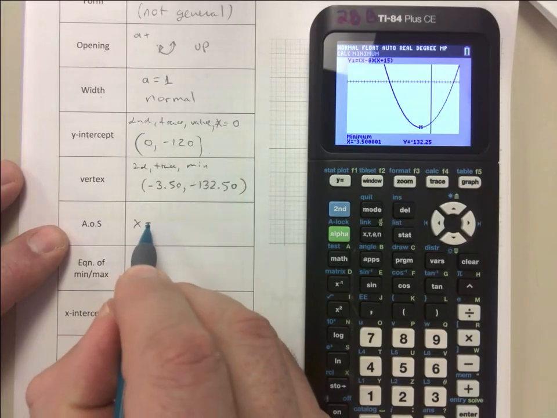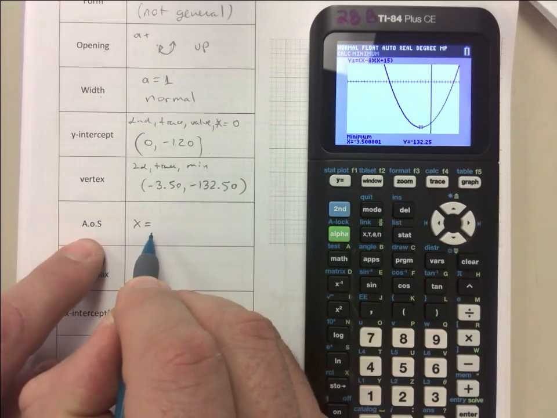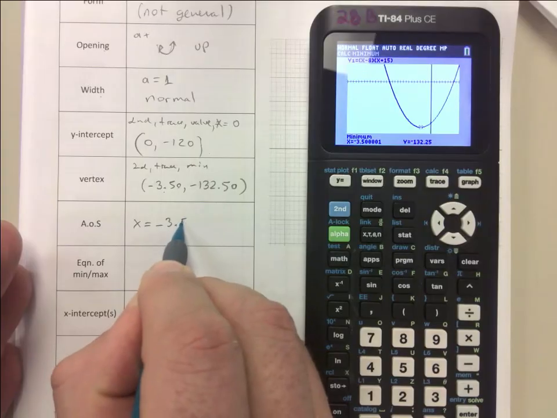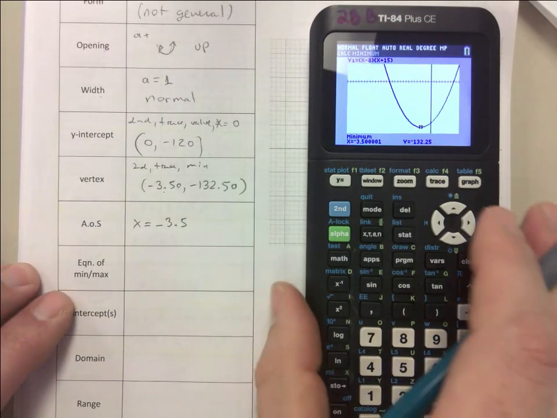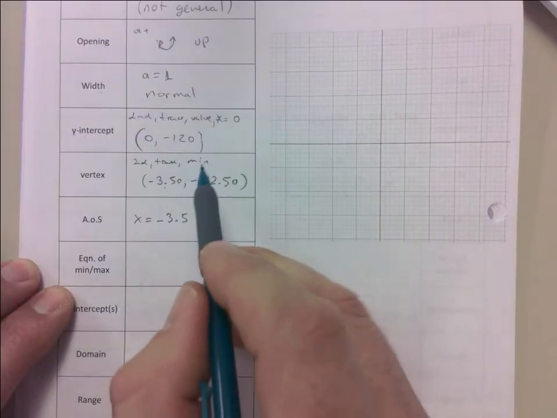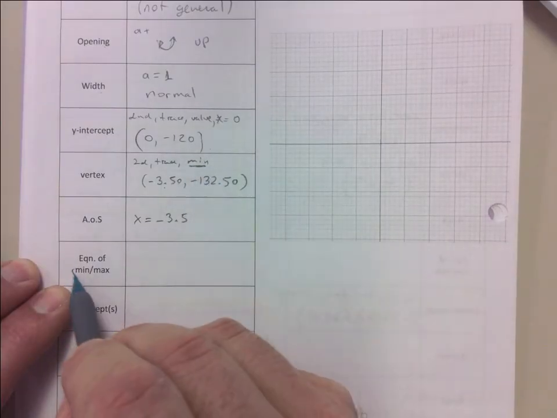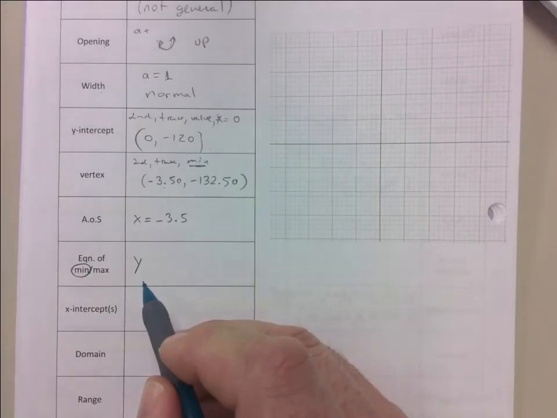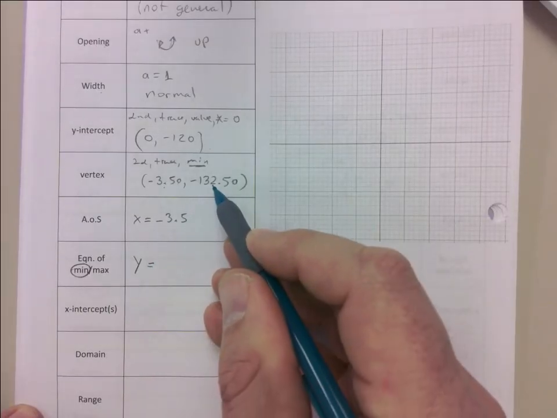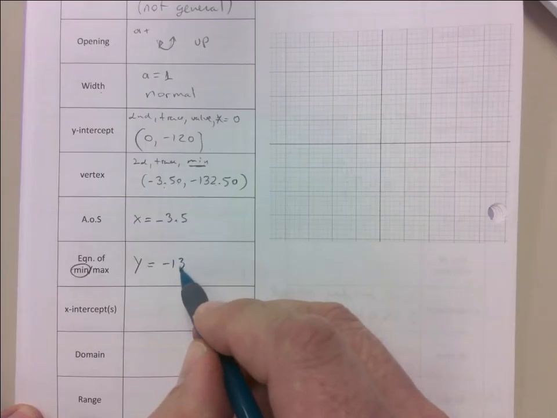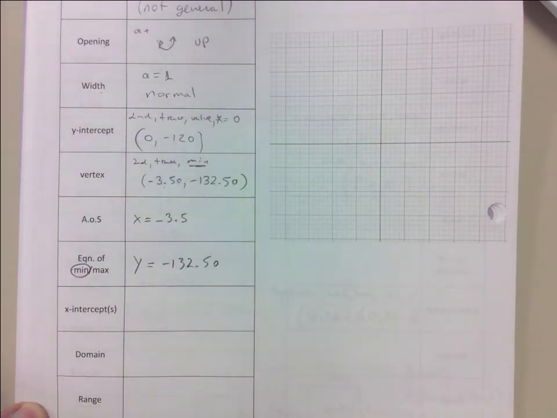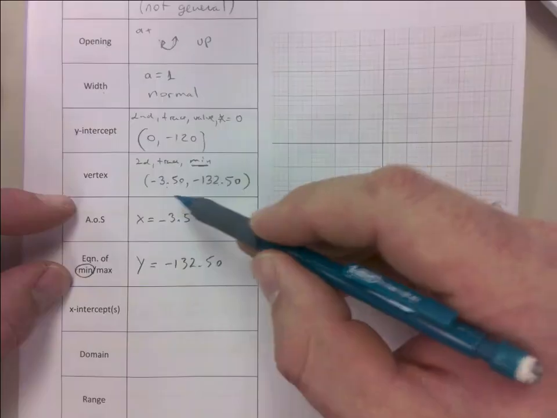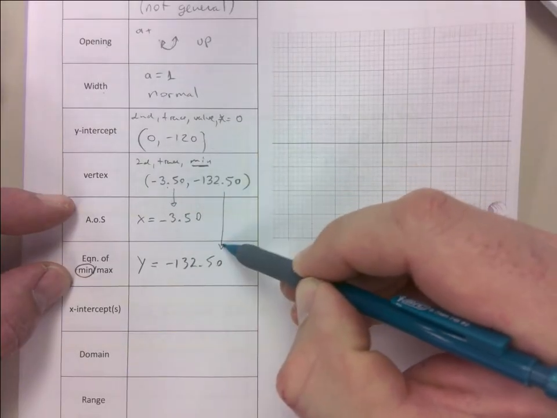Axis of symmetry. What is the axis of symmetry? It is an equation of the line that cuts it in half vertically. So it's given to me by the x value of the vertex. The equation of the minimum or max, you picked minimum up here. That is a giveaway that it should be minimum. That is an equation that is horizontal. Its y is equal to the y value of the vertex. There we go. These are imaginary lines. You just get them, right? You go straight from there and there. Okay, that's how we got it.